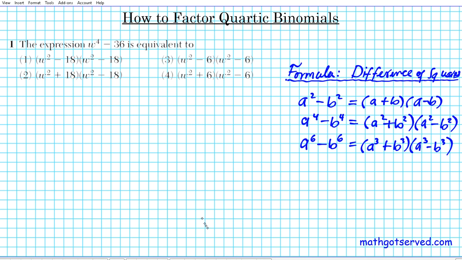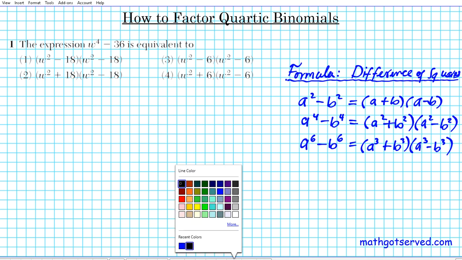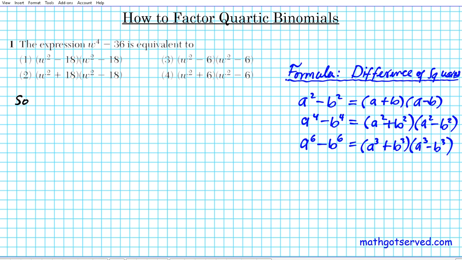Alrighty? Okay, now let's go ahead and attack the problem, having written down the formulas that will guide our problem solving process. What we're trying to do here is factor w to the fourth minus 36. Now take a look at these three formulas right here. Which one do you think is applicable to this particular problem? It's the middle one, right? Because that's the situation where the first term is raised to the fourth power.